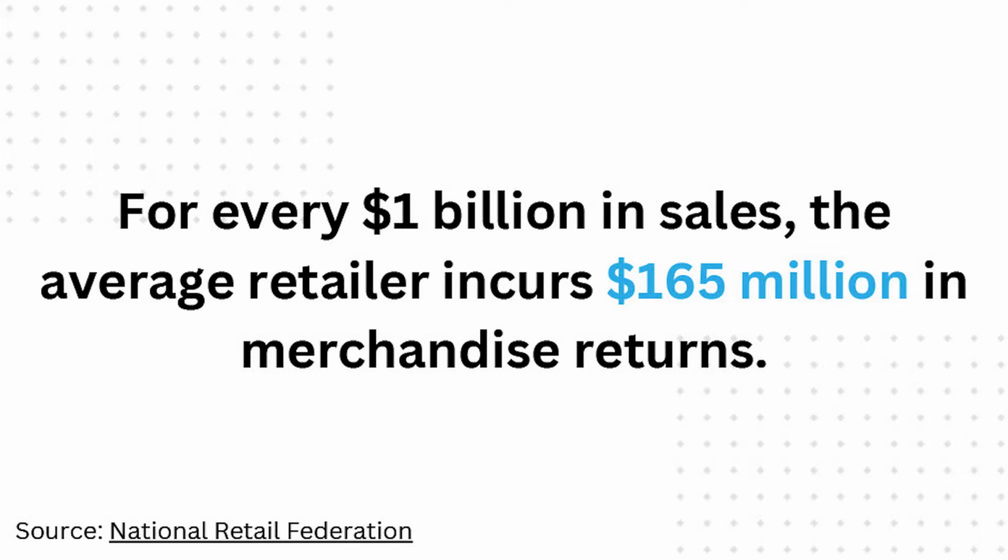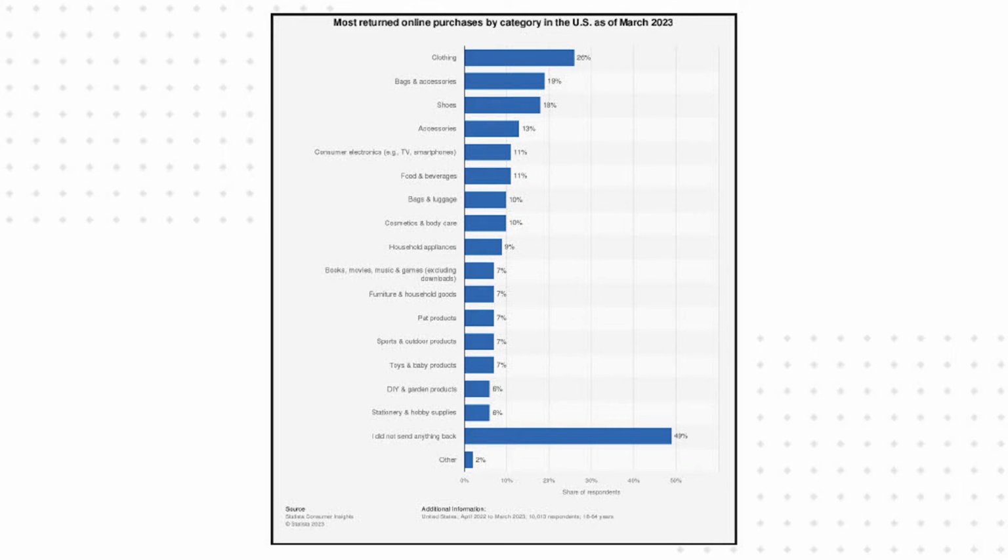But to actually quantify that, a study, I think it was 2022, by the National Retail Federation, said that for every 1 billion in sales, the average retailer incurs $165 million in merchandise returns. That's a really big impact on your bottom line. So what can we be doing as SEOs and content marketers and just marketers generally to help reduce that?